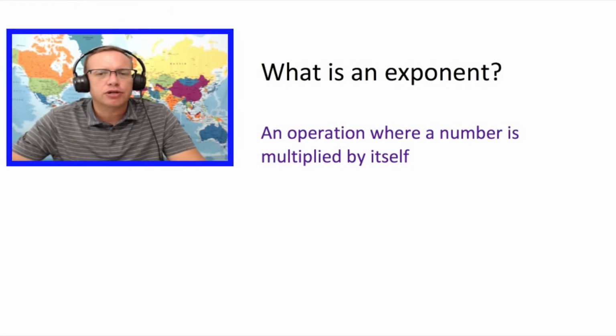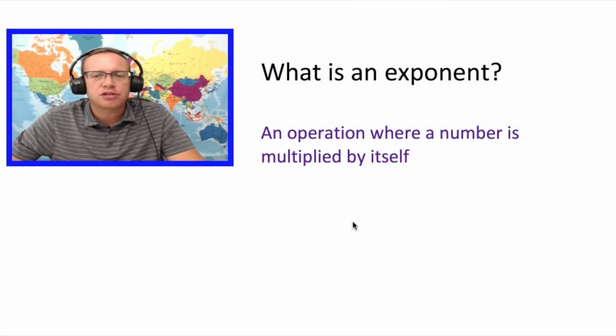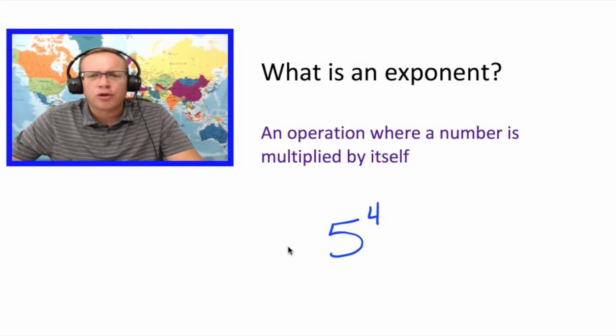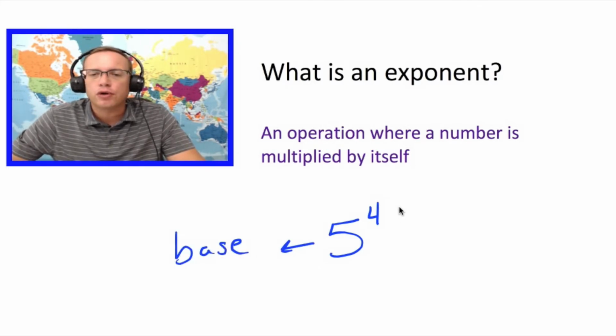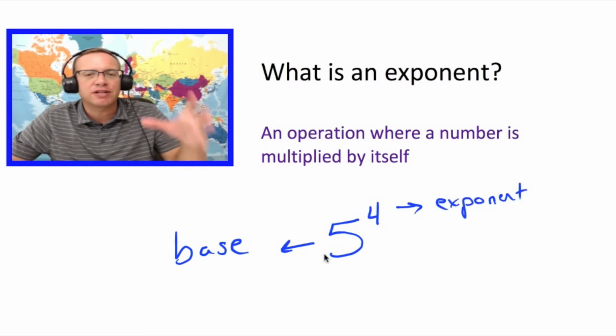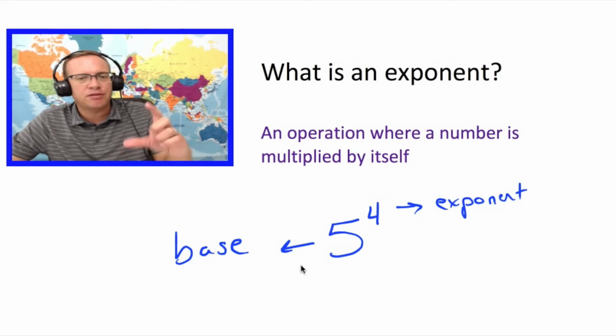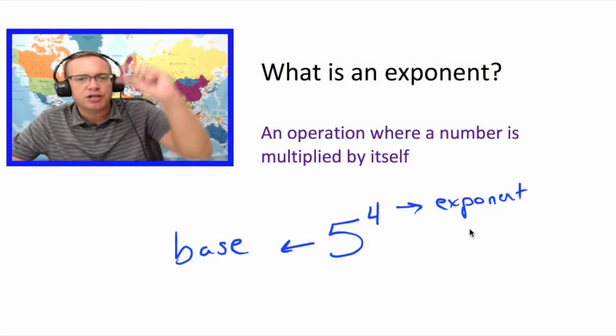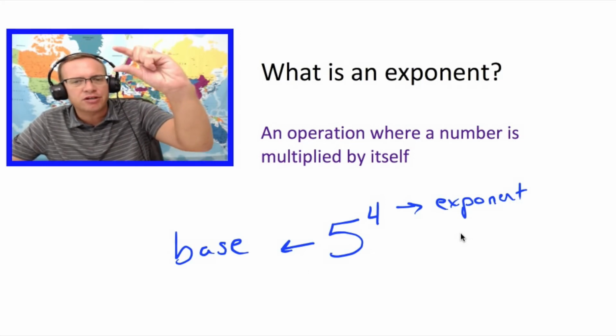So let's take a look at what an exponent looks like. Perhaps it'll be something like 5 and a 4, where the 5 is called the base and the 4 is called the exponent. The base will be written at the bottom of your line, and it'll be a little bit bigger. And then the exponent will be on top, right on top of the number, and it'll be smaller.